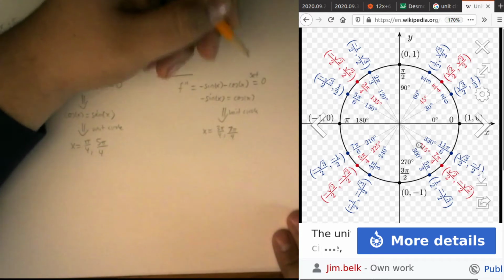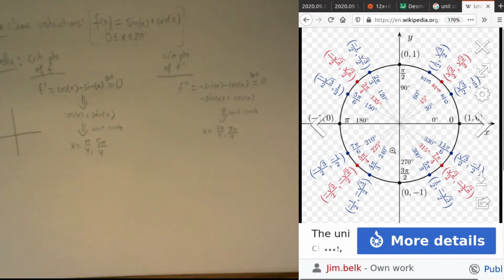Again, you could have infinitely many answers if we allowed more than one full rotation, but we're restricting our attention to just one period of these functions. So those are our critical points.